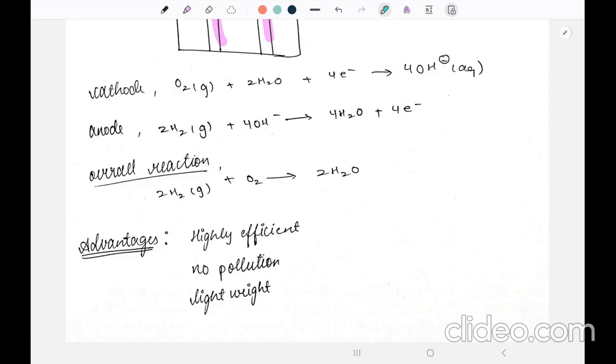So the advantages of fuel cells, it is highly efficient, that is 70% in comparison to thermal power plants which only give 40% of efficiency. It will not cause any pollution as no harmful products are formed. It is only water which is formed after the overall reaction. And this cell runs as long as we provide hydrogen and oxygen. And this cell, being lightweight, has been used in automobiles on an experimental basis.